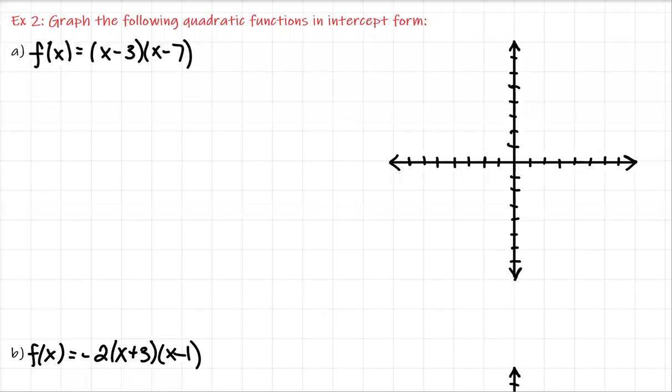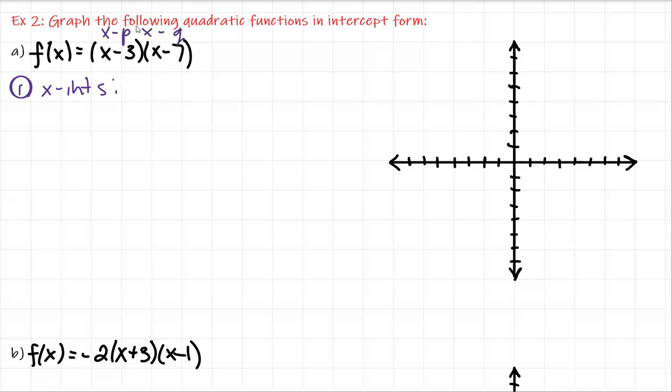Okay, so here's our first example for this. We want to go ahead and graph f of x equals x minus 3 times x minus 7. So the very first thing we're going to want to do is find exactly what's given to us, our x-intercepts. So that's our first step when graphing these kinds of functions. Step 1, x-intercepts. And in this case, it's directly the form. It's x minus p, x minus q.